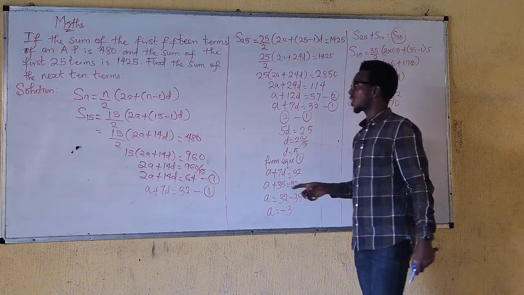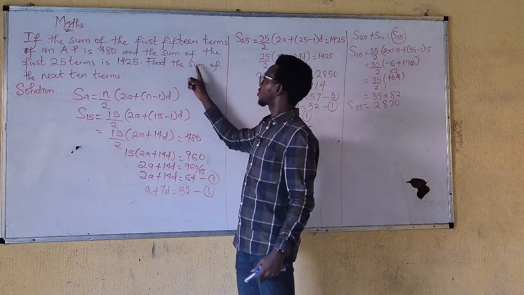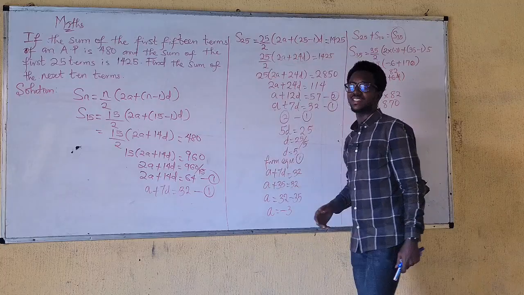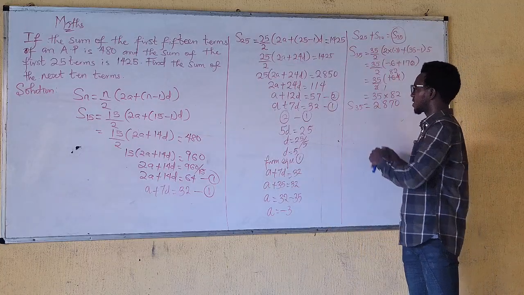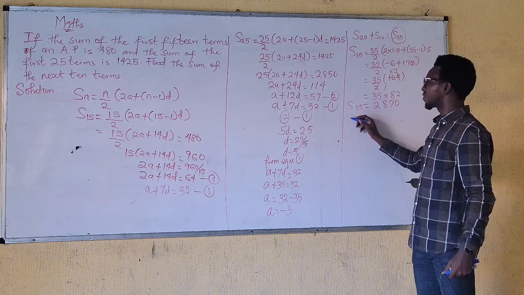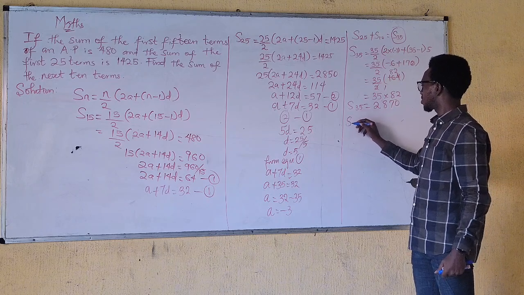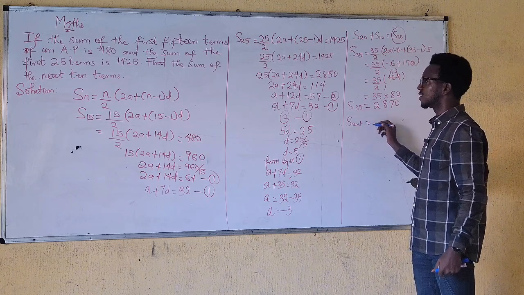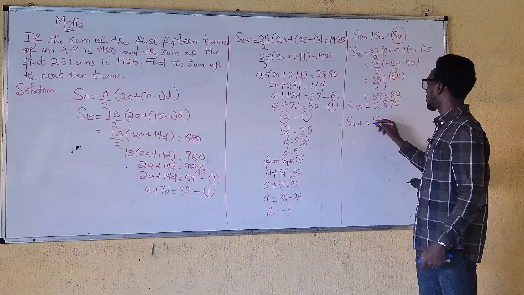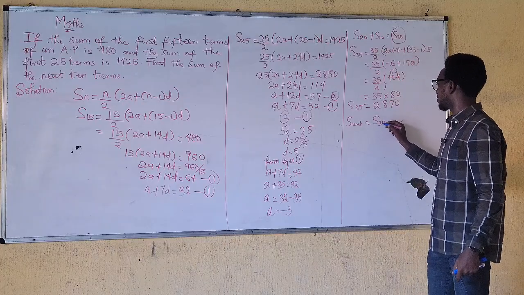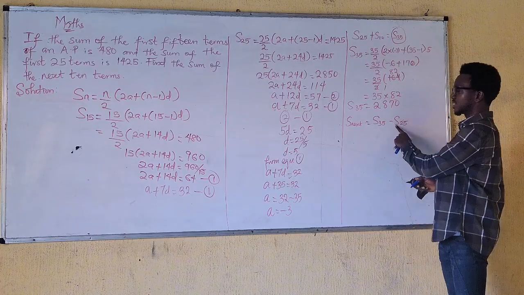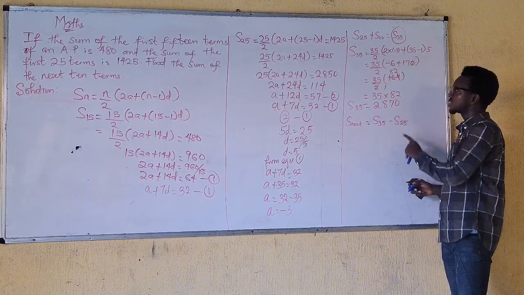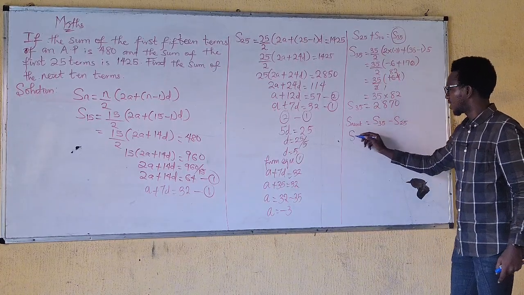Now this is S35. Now don't forget what they asked us to find. They want us to find the sum of the next 10 terms. We have just gotten the S35. So to finalize this question, the sum of the next 10 terms is going to be our S35 minus our S25. But the thing is, we have not yet gotten our S25. So quickly, let's get that.